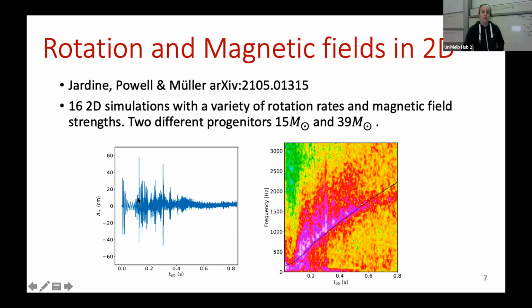So here's the time series, and here's the time frequency. And you can see again that it has this rise in frequency in time. The black line is the gravitational wave frequency as predicted by the equation that I showed earlier. And it's a reasonably good fit, except for at late times, even though my 3D model with rotation didn't really obey that line.